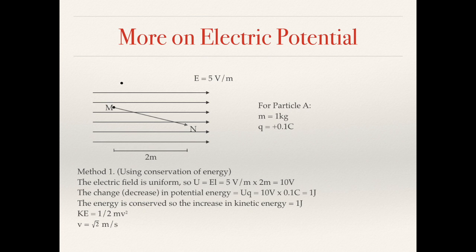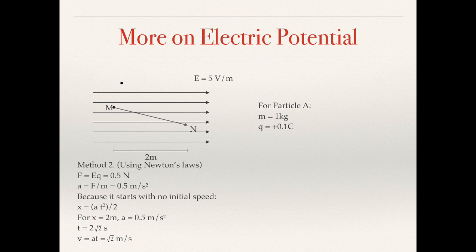Because the energy is conserved when the charge is moved freely from M to N, the decrease in potential energy is all transformed into kinetic energy. And because the object did not have speed at first, the kinetic energy now is equal to 1 joule. As kinetic energy is equal to mv squared over 2, we could solve for the speed when the particle reaches N, which is square root of 2 meters per second.